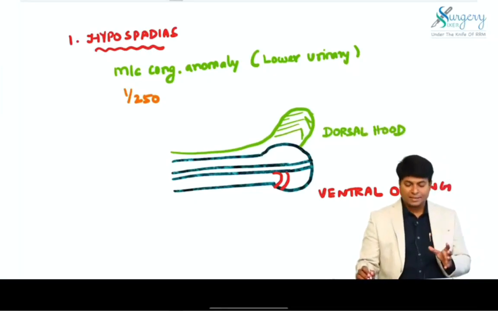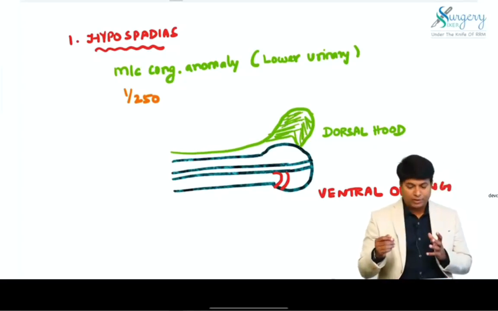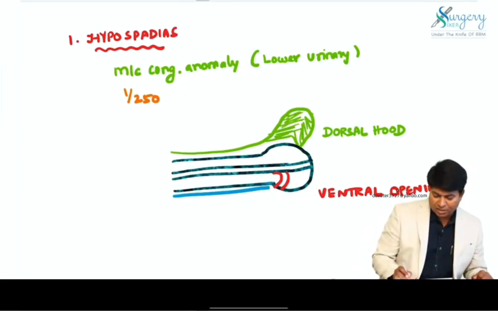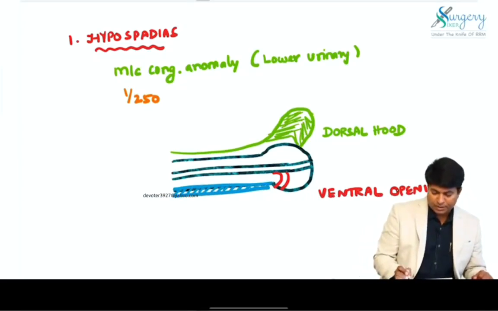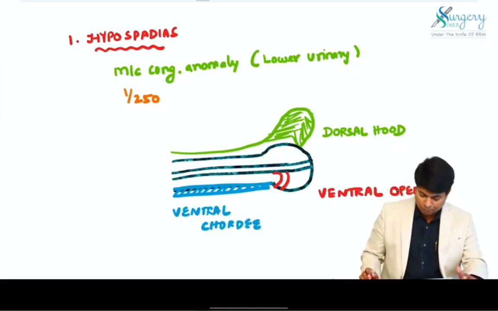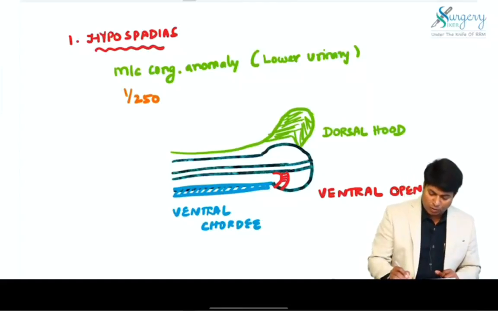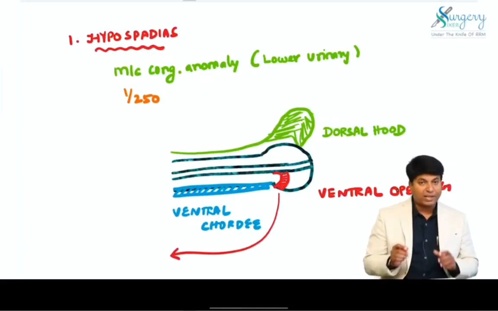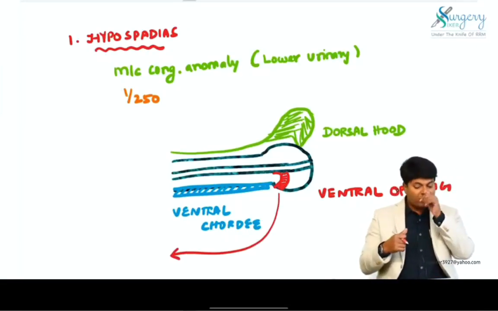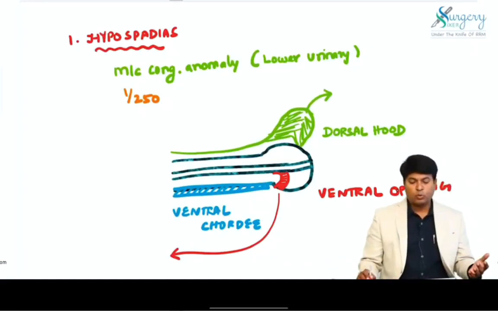Hypospadias is characterized by the following anomalies. There is a dorsal hood, ventral opening of the urethra, and there is one cord-like structure on the undersurface. What is it? This is the ventral chordee. So hypospadias is made up of the following components. With the ventral opening of the urethra, the patient passes urine on himself. When he is passing urine in the standing position, urine will fall on himself. So ventral opening of the urethra, dorsal hood, and ventral chordee are the three important components seen in hypospadias.